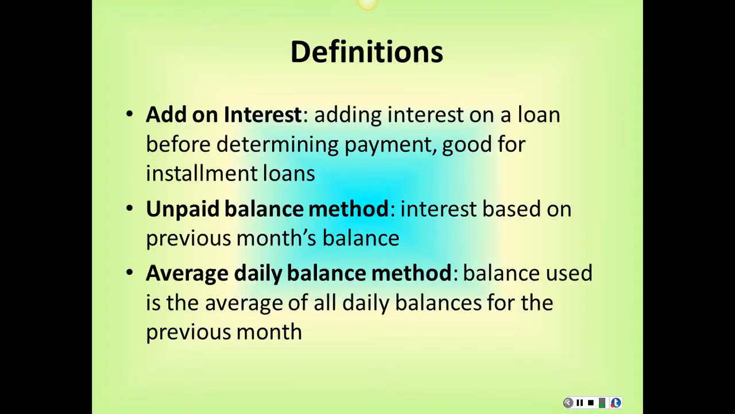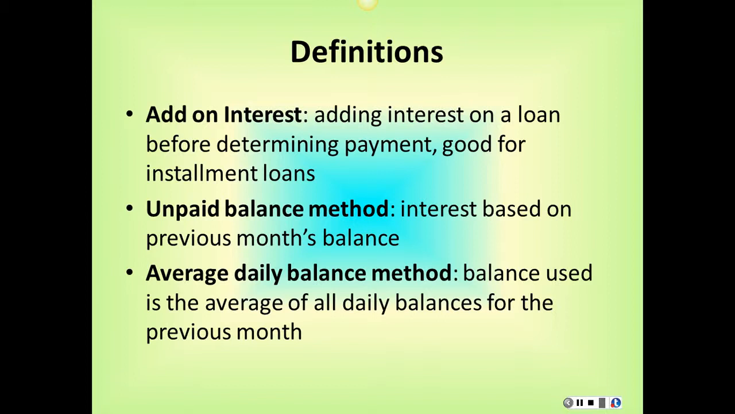This one's on consumer loans. And there's three main topics to go over in this section. That is three ways of approaching figuring out monthly payments on loans, figuring out finance charges. And they are, as you can see, the add-on interest method, unpaid balance, and the average daily balance method.